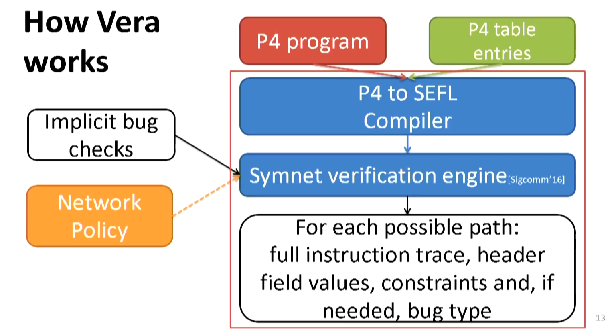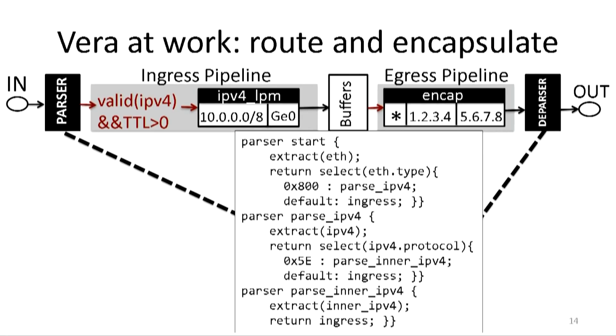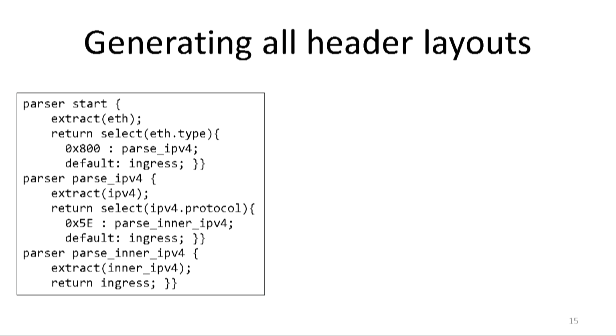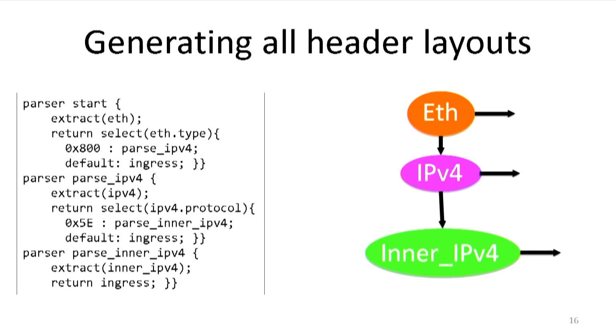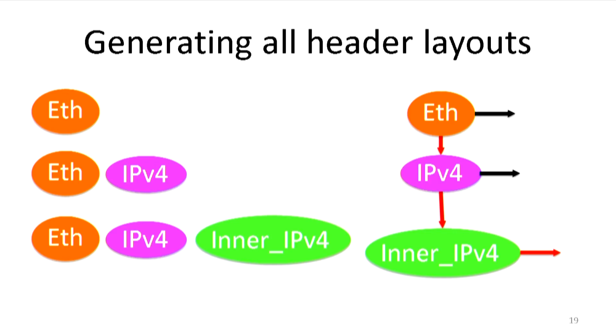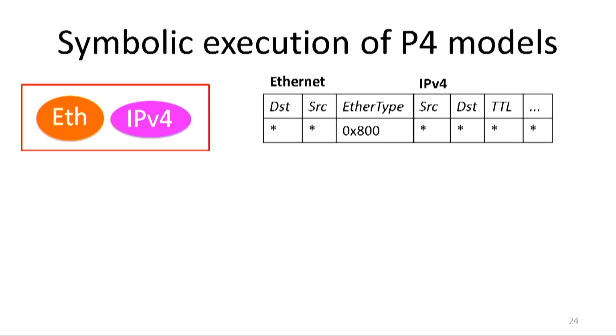Okay, going back to our running example, let's look at this process in more detail. This is the P4 program. It all starts with the parser. We use the parser to generate all the possible header layouts. These correspond to all the possible paths through the parser graph. We simply walk the graph. In this case, we have 3 possible layouts. Let's pick one of those. Vera is not that lazy. It will pick all of them and continue execution. The symbolic depiction of this header layout is this.